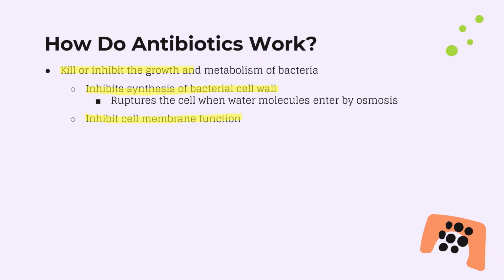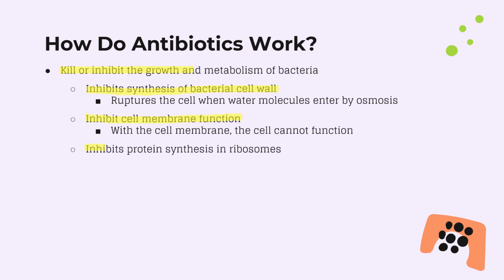A bacterium is a cell. A cell has a cell membrane. The cell membrane will control substances moving in and out of the cell. If the antibiotic prevents the cell membrane from functioning, the cell will ultimately die, because the cell membrane cannot function.